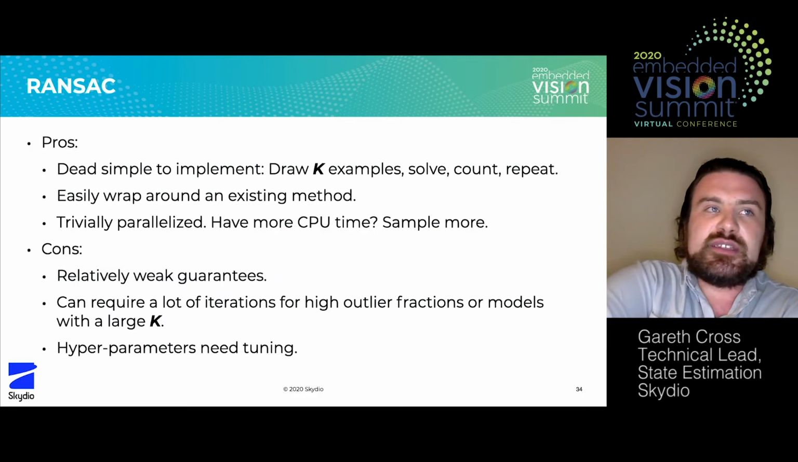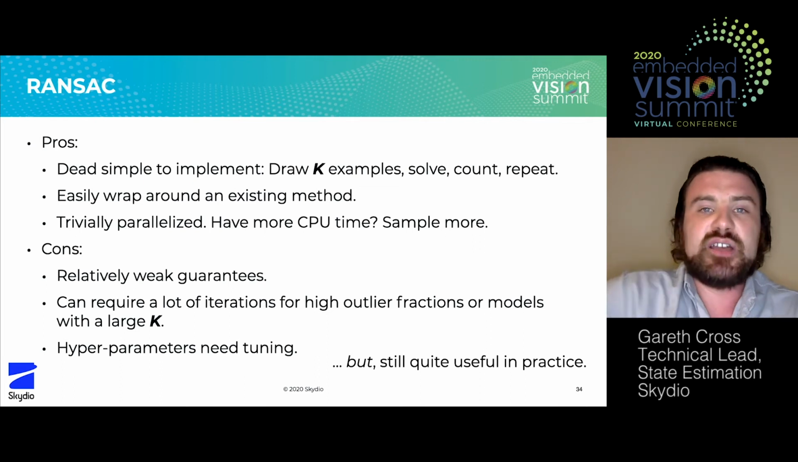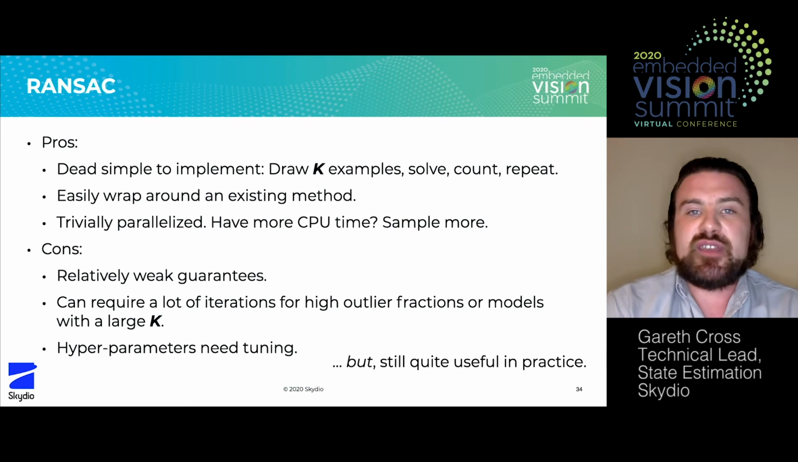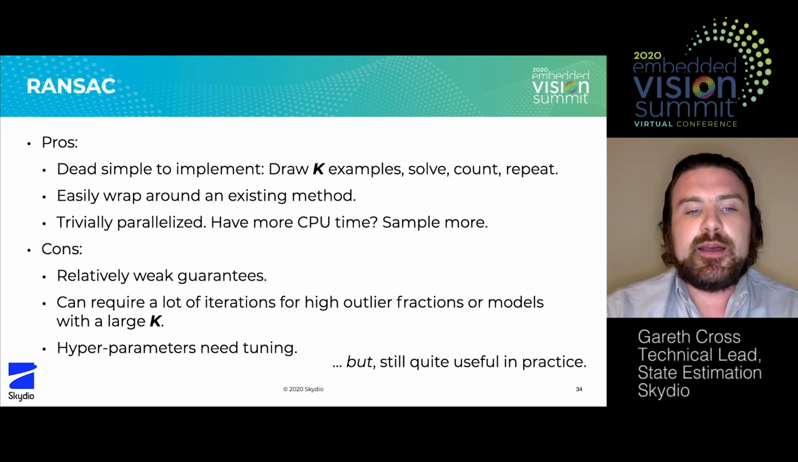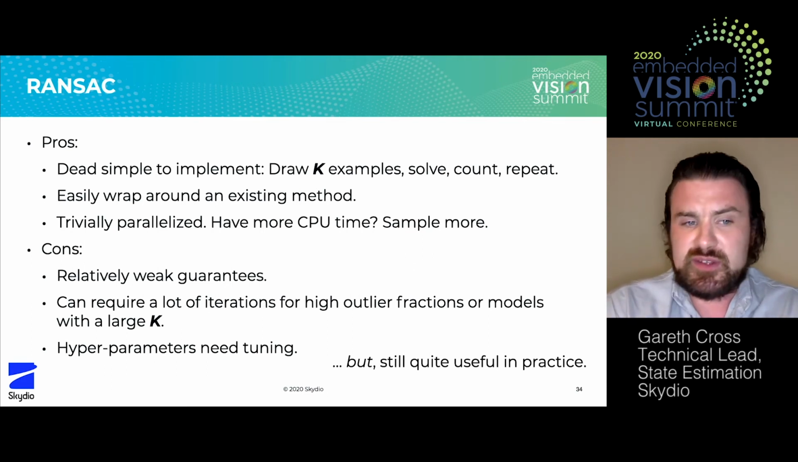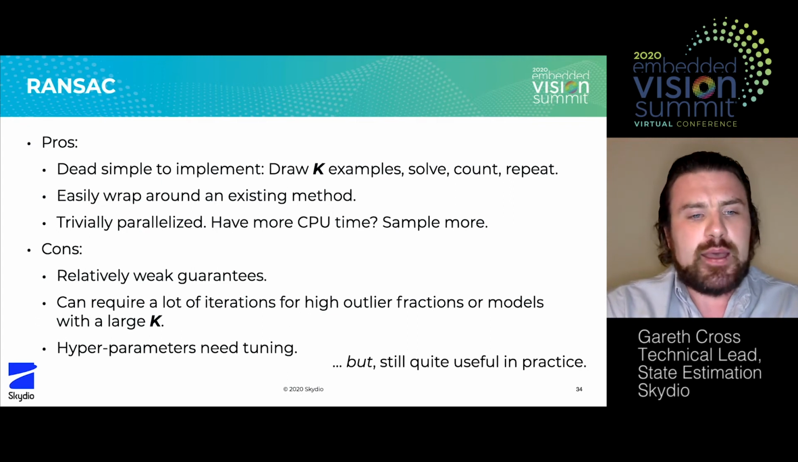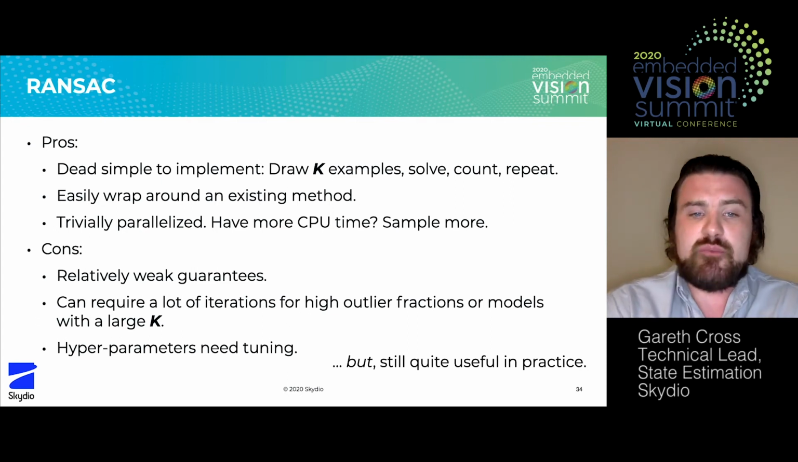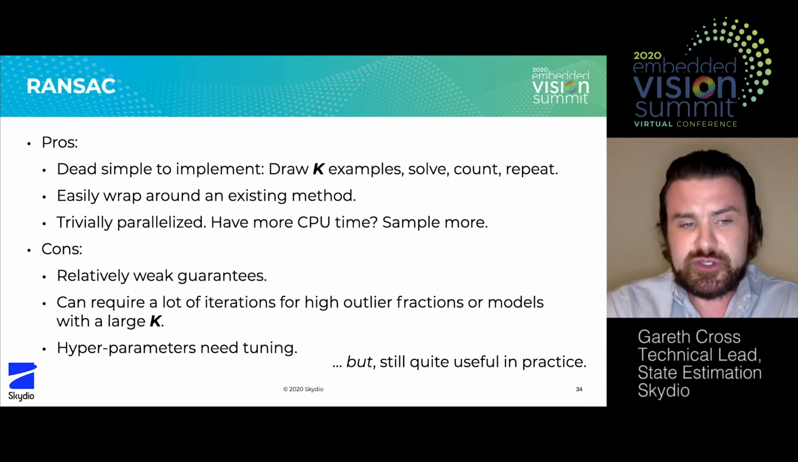So the reason that we chose RANSAC as our example is that it has a lot of things going for it. One, it's dead simple to implement. You just have to implement a while loop where you draw examples randomly, solve a problem, count the inliers, and repeat. So if you have an existing solver, you can easily wrap RANSAC around that solver. You just put it in your loop. It's trivially parallelized. If you have more CPU time or more cores, you can run it in parallel. You can run it for longer, and you'll get a better solution.